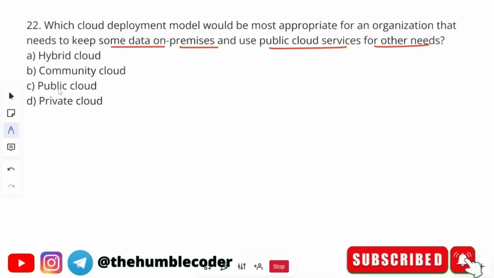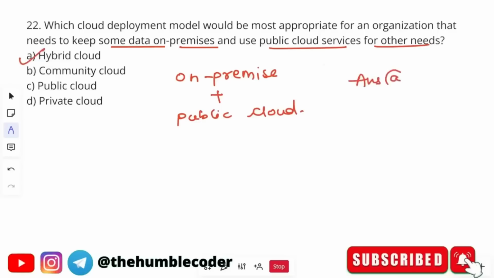So see guys, before looking into the answer of this question, let's try to understand what the question is asking. Which deployment model would be most appropriate for an organization that needs to keep some data on premise? One thing is told: they need to keep data on premise, plus use public cloud services for other needs. So they want both things, like on premise and public cloud. So when both are needed, we will select option A, which is hybrid cloud. So that's why in this case the correct answer is going to be hybrid cloud.